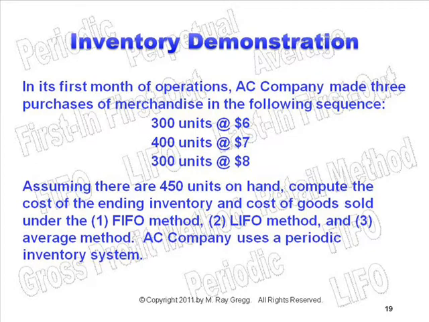In its first month of operations, AC Company made 3 purchases of merchandise in the following sequence: 300 units at $6, 400 units at $7, 300 units at $8. Assuming there are 450 units on hand, compute the cost of the ending inventory and cost of goods sold under the FIFO method, the LIFO method, and the average method. Our company uses the periodic inventory system.